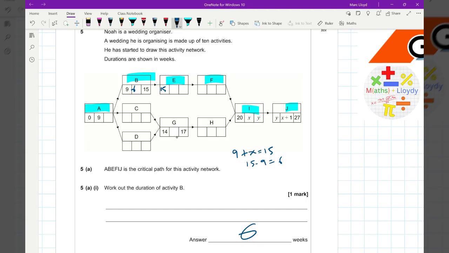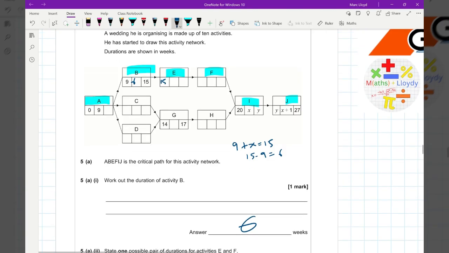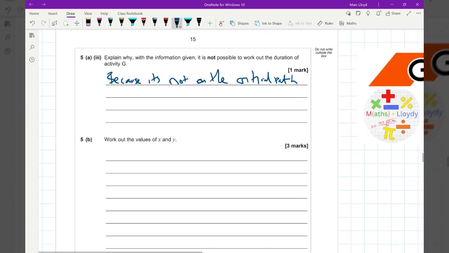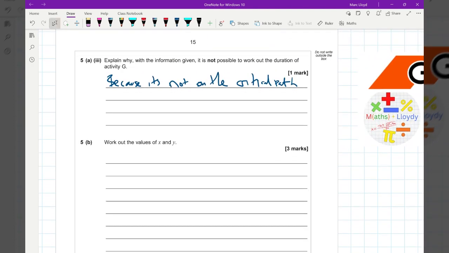I would say it has to be at least 3, but it's not critical. So it could be 2, it could be 1, it could be 1.5. So there is almost unlimited things it could be. I'll just check the mark scheme so I can give you information on this.